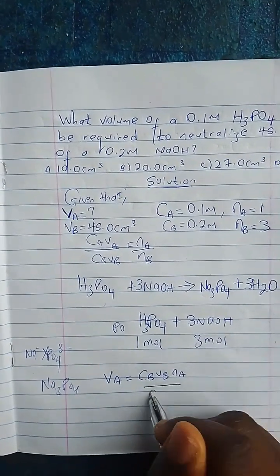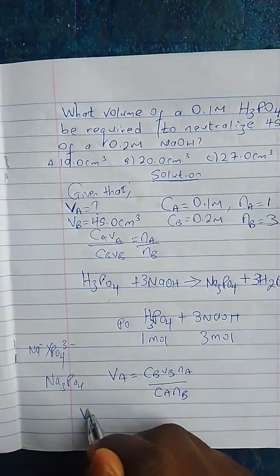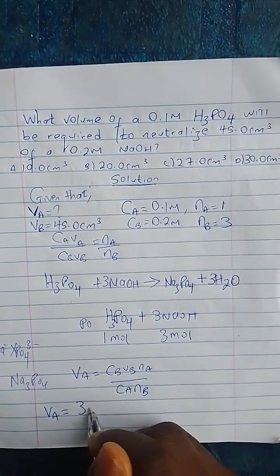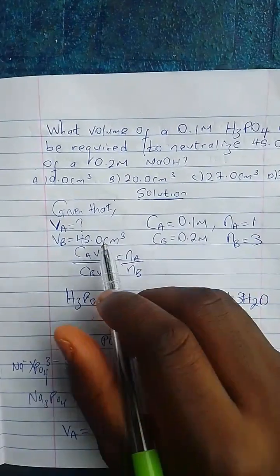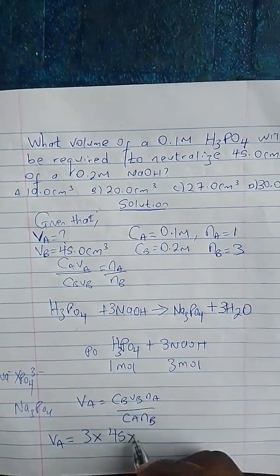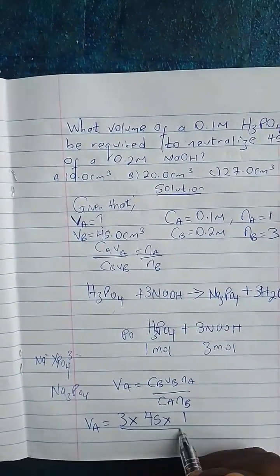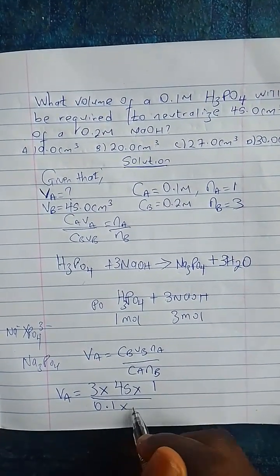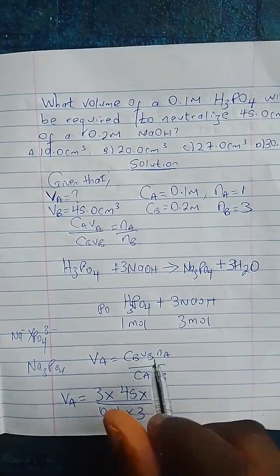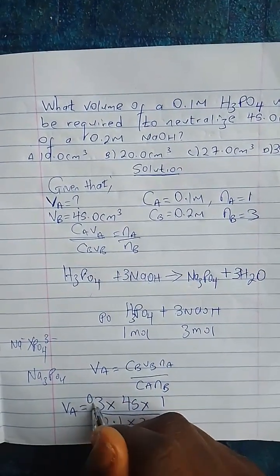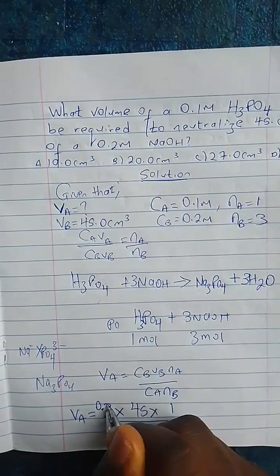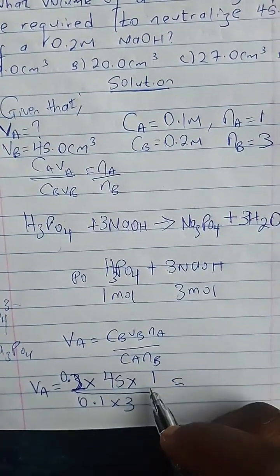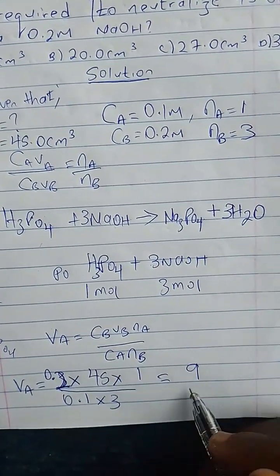Writing this out, we have VA is equal to CB VB NA over CA NB. Now we have VA is equal to, CB is 0.2, times VB which is 45, times NA which is 1, over CA which is 0.1, and NB which is 3. Okay, if you multiply 0.2 times 45, you will get 9.